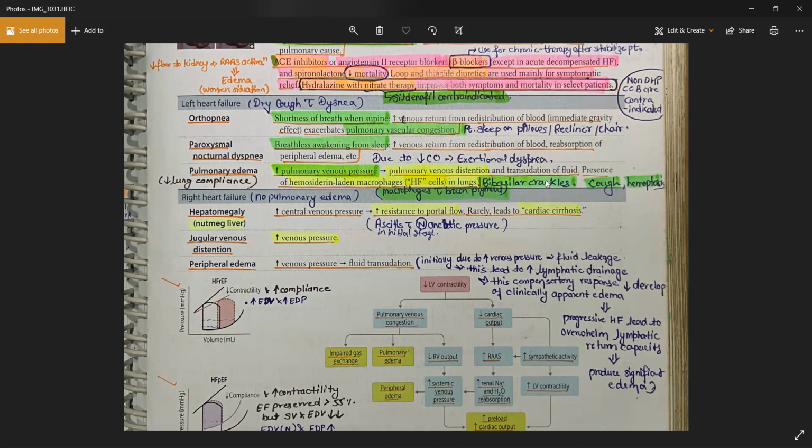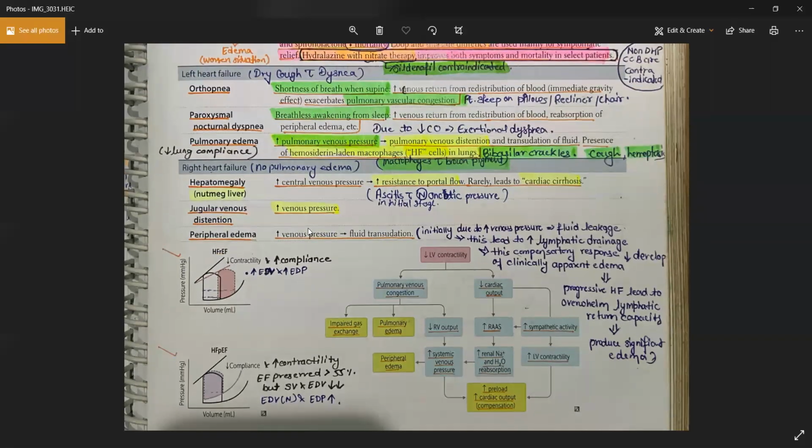Crackles would be there, cough would be there, hemoptysis would be there because of a leakage of blood from the capillaries. When you do the biopsy of the patient, what you will see is macrophages with brown pigments, which are the iron-laden macrophages, and these are the heart failure cells or the hemosiderin. Heart failure cells. Then right-sided heart failure occurs.